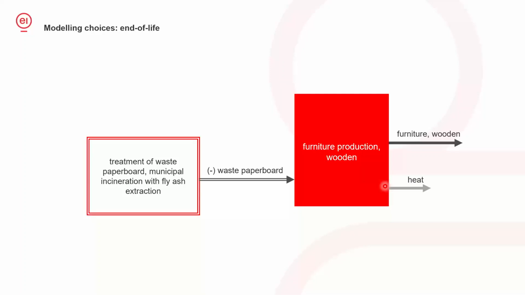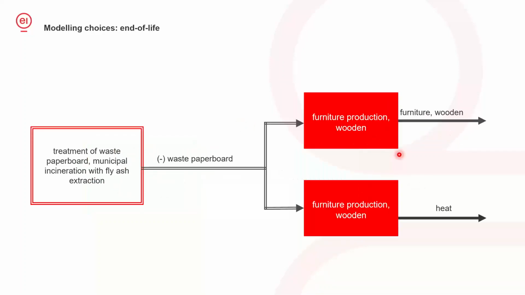And in the allocation at the point of substitution, this end of life is also different. Here we have a system expansion. We look at all valuable products that come out of the supply chain. So here all valuable products are furniture and heat. And the impact of the supply chain, the impact of furniture production and of treatment, is allocated between the 2 products. And then we have 2 single output unit processes.